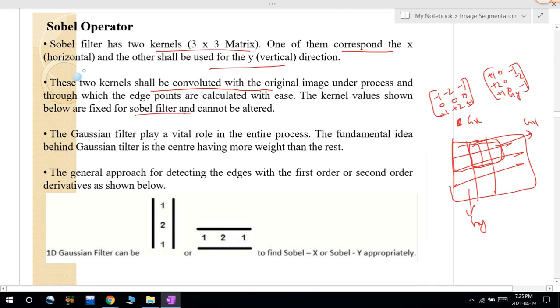And here in case of this Sobel operator we will apply this Gaussian filter. So Gaussian, that's why it is doing both differentiation and smoothing. So the Gaussian filter plays a vital role in the entire process. The fundamental idea behind this Gaussian filter is the center having more weight than the rest. So here I will try to give more weightage to the center. So 1 to 1, and if you are taking Sobel x, this is just the Gaussian operator. So before applying the differentiation, I will try to use this Gaussian operator in case of the Sobel operator.